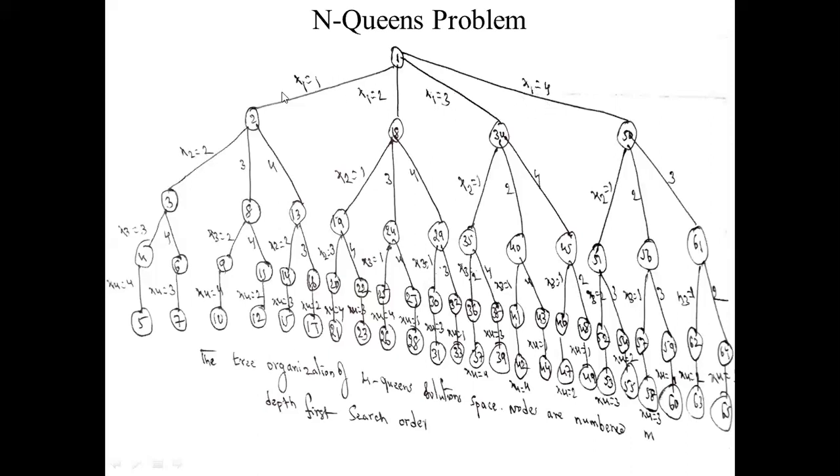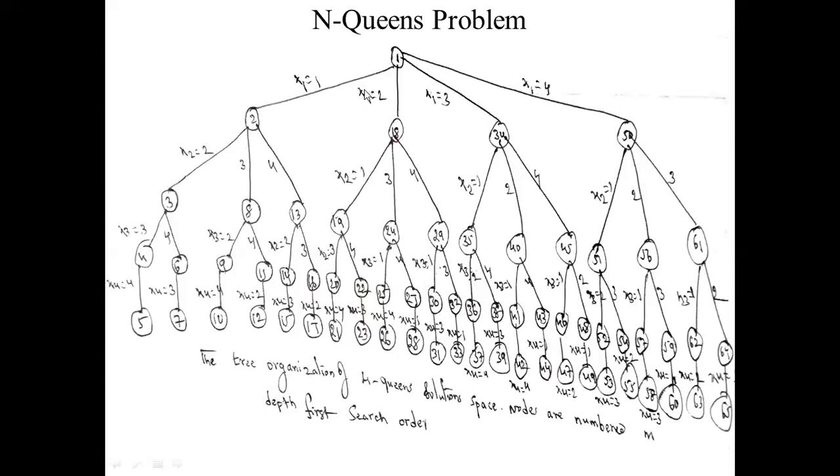Suppose we place the first queen in the first column, then for the second queen, column numbers 2, 3, 4 are possible. Here the lower subscript of X represents the queen number as well as the row number, and the number on the right side of the equals sign represents the column number. So if you place the first queen in the first column, what are the column numbers for the second queen? 2 or 3 or 4.